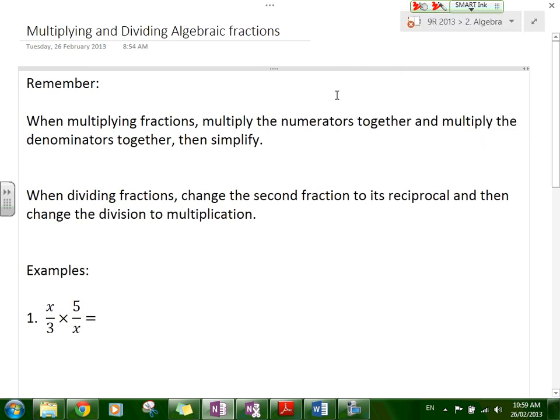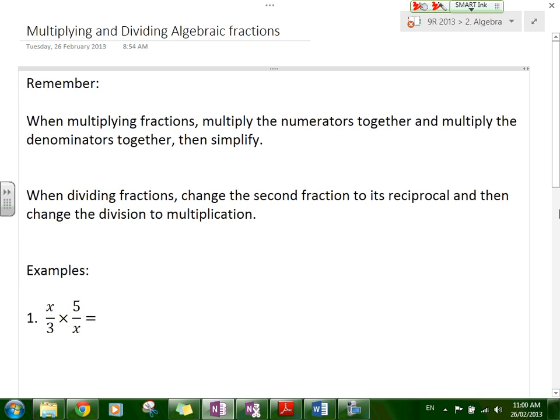So, if we have a look, we're going to talk about multiplying and dividing algebraic fractions. So remember that when we multiply fractions, you just multiply numerator with numerator, denominator with denominator. Okay? And when you divide fractions, you change the second fraction to its reciprocal, which is swapping the numerator and the denominator, and then you change the division sign to multiplication. Okay, so those are the two things that we need to remember. Multiplication of fractions, top to top, bottom to bottom, and then simplify.